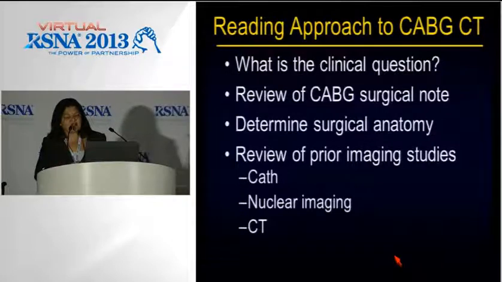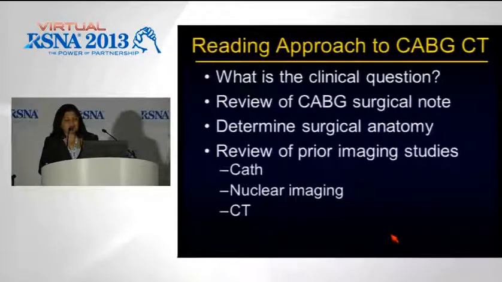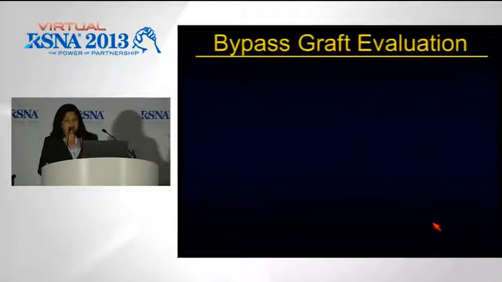What is the clinical question that needs to be answered? Do we have a surgical note? Can we determine what the surgical anatomy is, because that can be very helpful? And do we have any other imaging like CAT, nuclear medicine tests, which could be abnormal or normal, and any prior CTs that the patient might have had, cardiac CTs.